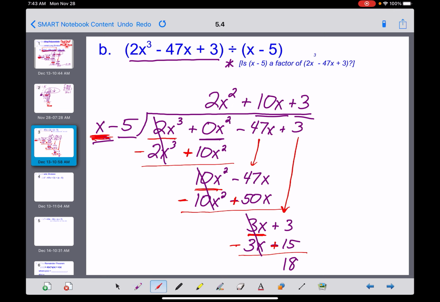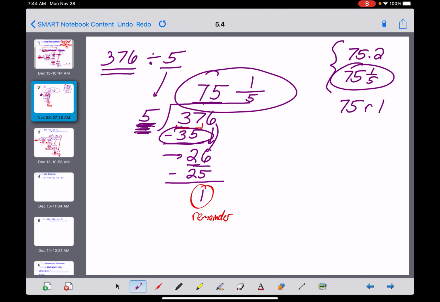Now you'll notice here, everybody, there is nothing left to bring down anymore. We're done with that. We've used all the terms of the original dividend, and unlike the last problem, we did not end up with a remainder of 0. We got a remainder here of 18. So the way we're going to handle our remainders at this level, everybody, is the fraction way that I showed you how to do in this problem right here, where we took this and made it 75 and 1/5.